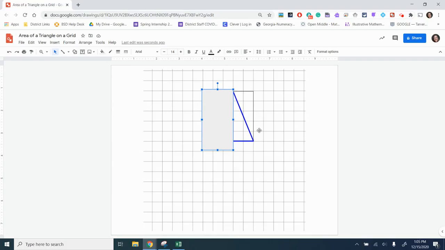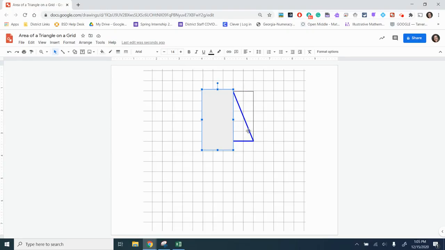Now, how do we find area of the rectangle? Well, you could count the square units. 1, 2, 3, 4, 5, 6, 7, 8, 9, 10. You could count how many square units there are in a row and multiply by the number of rows. So 2 times 5 is 2, 4, 6, 8, 10. So there are 10 square units in this rectangle.